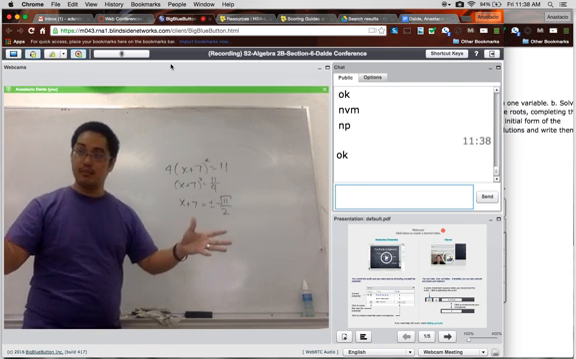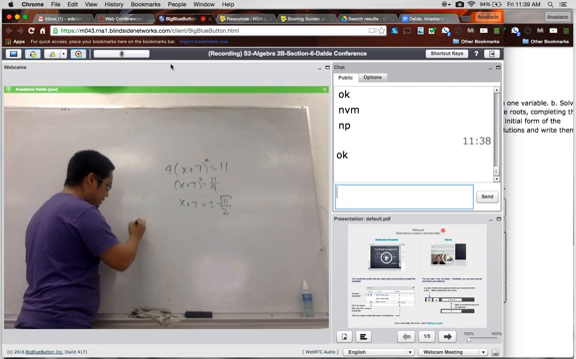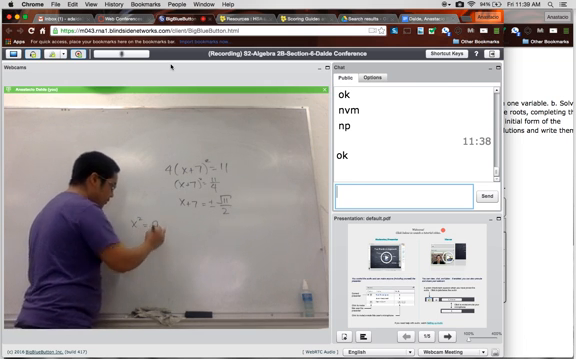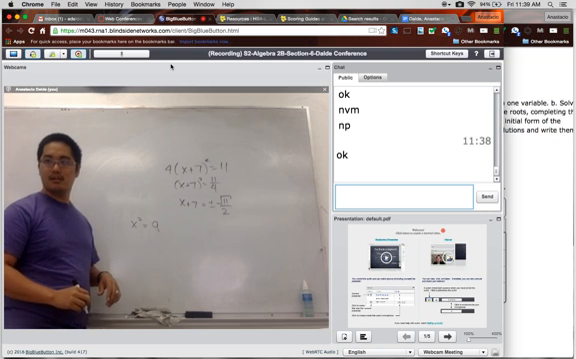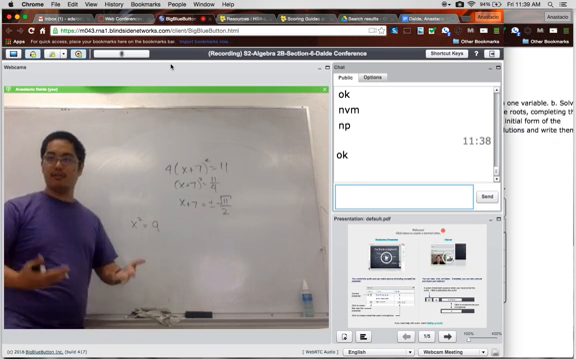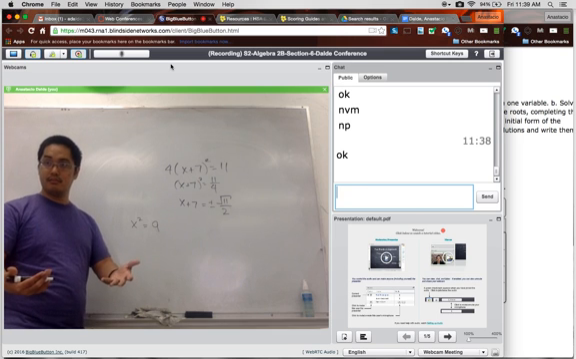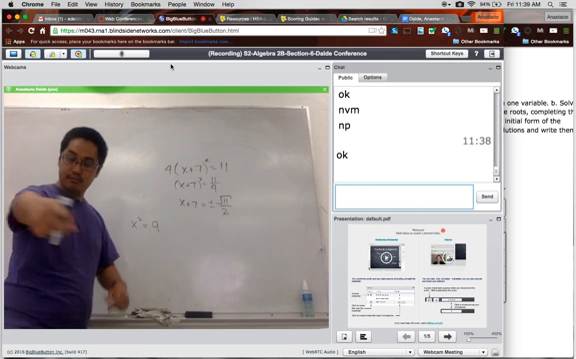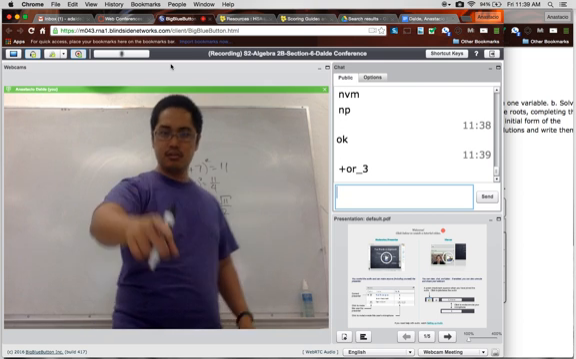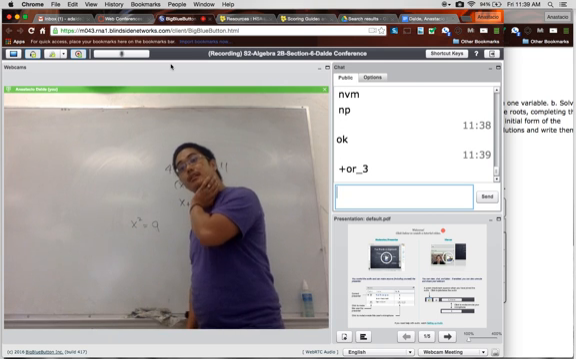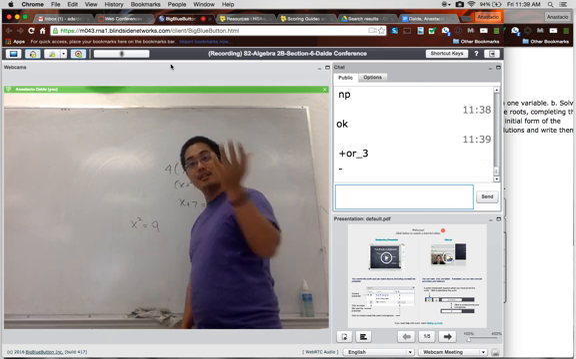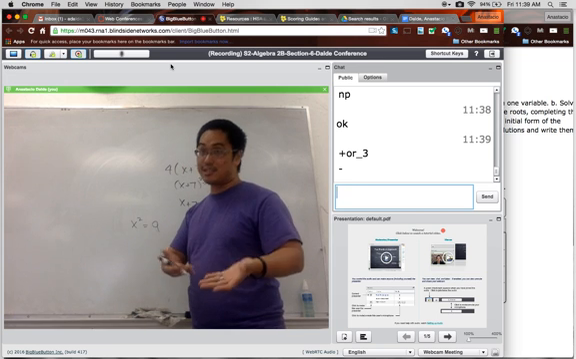Here's a good example. x squared equals 9. What is x? What times itself equals 9? 3. Good. Bradley says, or negative 3. Right? Because negative 3 times negative 3 is positive 9, right?